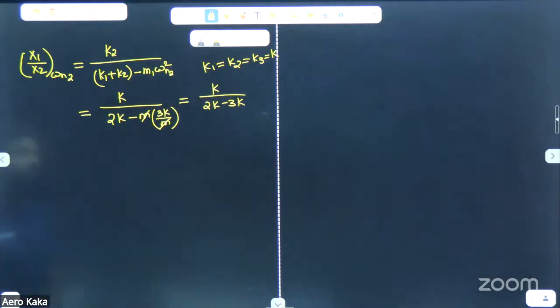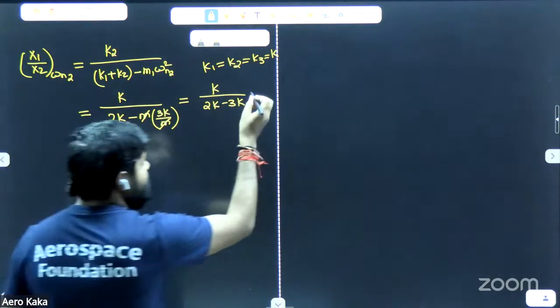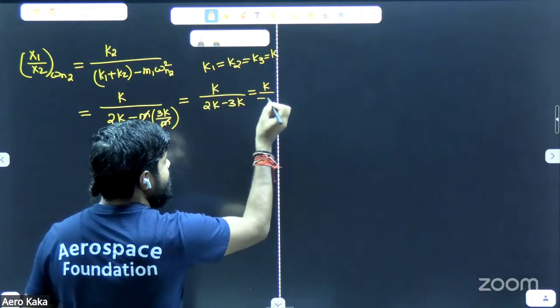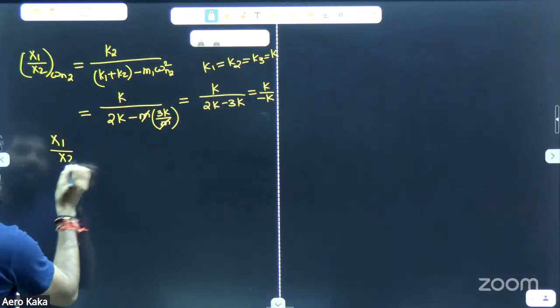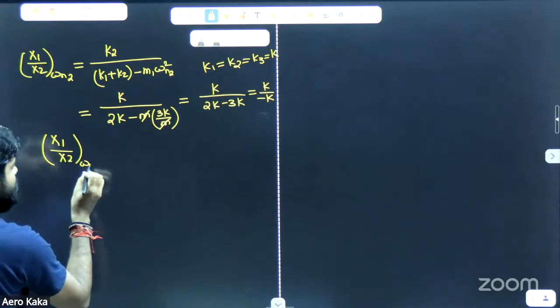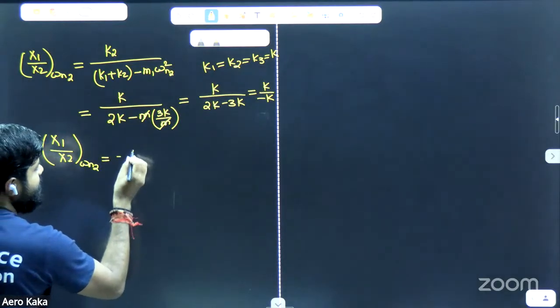Are you getting this one? First say yes or no, sir, please. Yes, sir. If you simplify it further, how much are you getting? K divided by minus k. Done. So I can write here this x1 upon x2, the mode shape corresponding to the second natural frequency, is going to be minus 1.